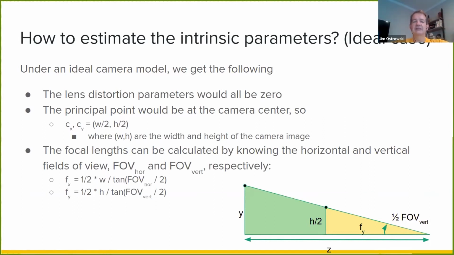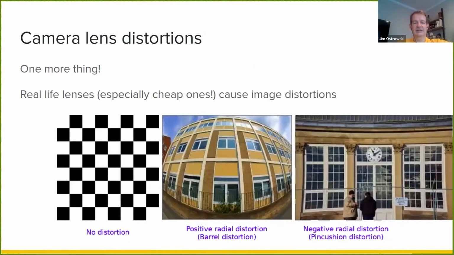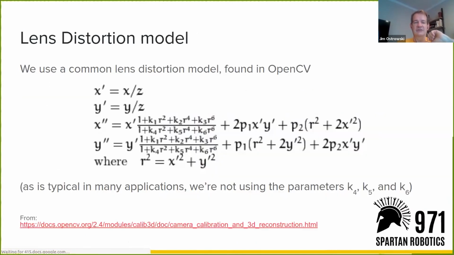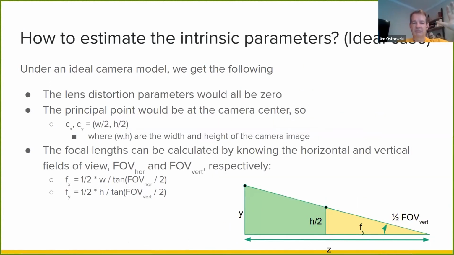What's the ideal case, or how would you get at these values if you didn't have any automated or computational way of estimating camera parameters? So in the ideal case, your lens distortion is 0, and maybe going back real quick, it looks like this one on the left. You have no distortion, so your lens distortion parameters are all 0, they just kind of drop out. In the ideal case, your principal point would be at the camera center.